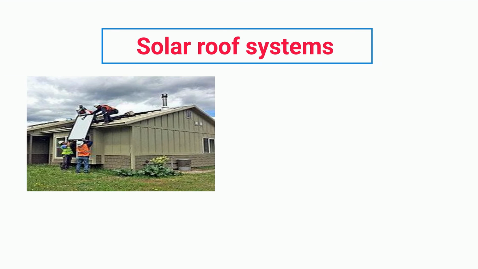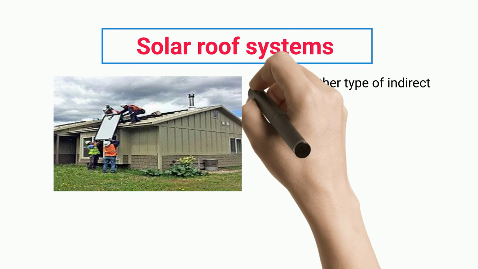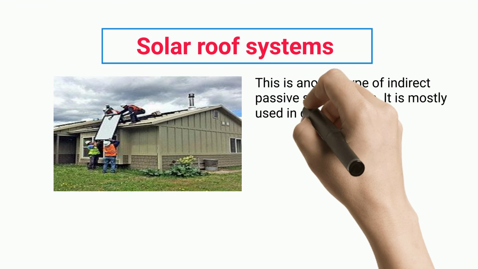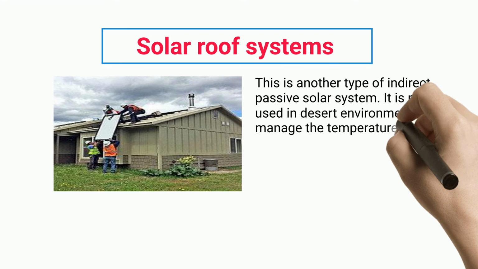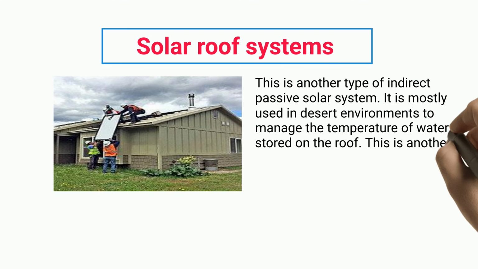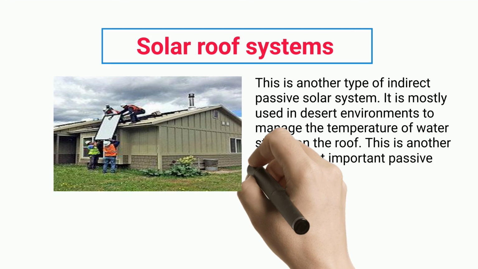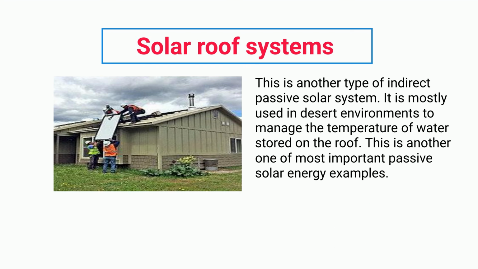Solar roof systems. This is another type of indirect passive solar system. It is mostly used in desert environments to manage the temperature of water stored on the roof. This is another one of most important passive solar energy examples.